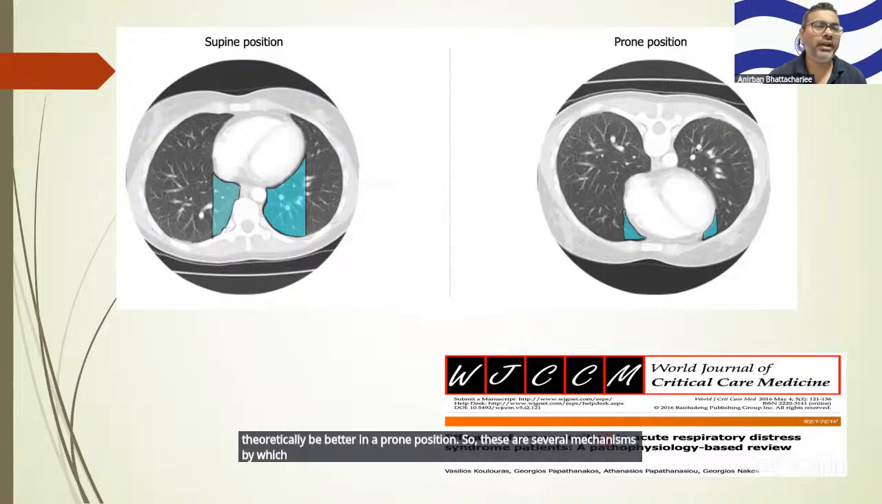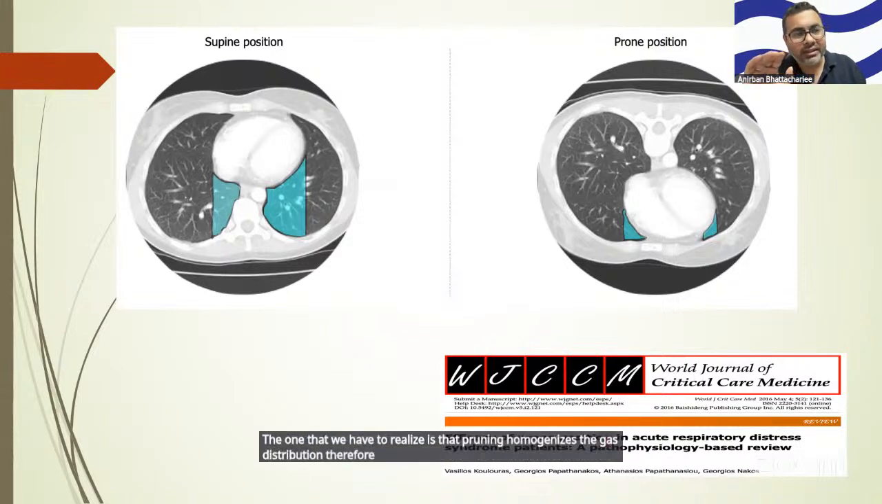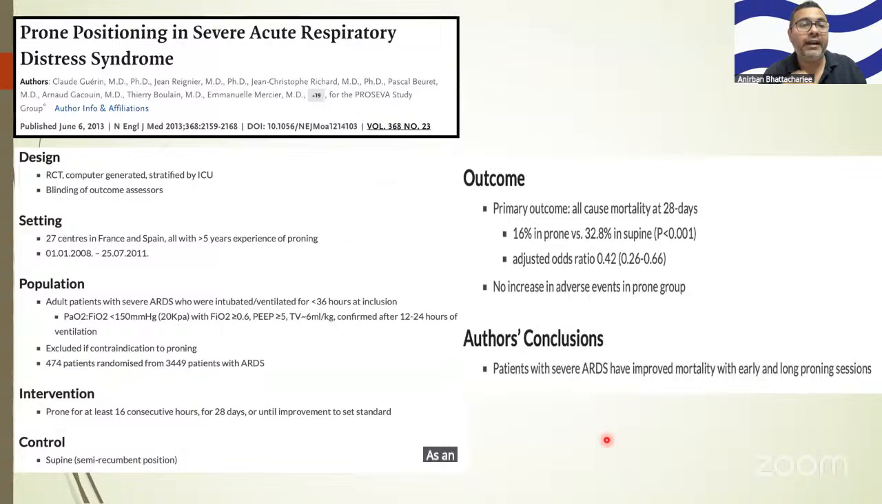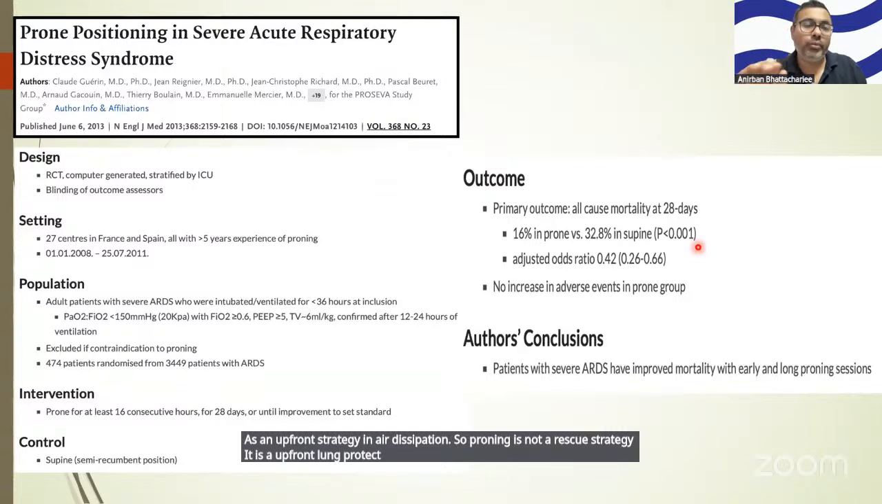The most important one that we have to realize is that proning homogenizes the gas distribution, therefore homogenizes the distribution of injurious mechanical power to the lungs, and thereby reduces ventilation induced lung injury. And this is the reason why we found outcome benefit with proning as an upfront strategy in ARDS patients. So proning is not a rescue strategy. It is an upfront lung protective strategy that should be instituted with anyone having severe ARDS.